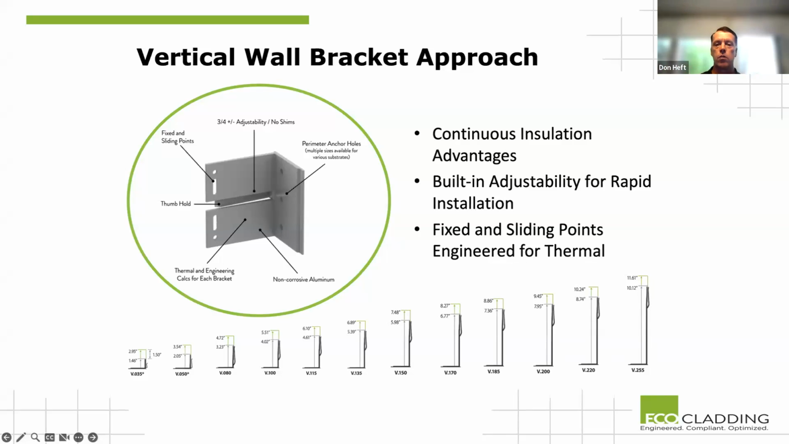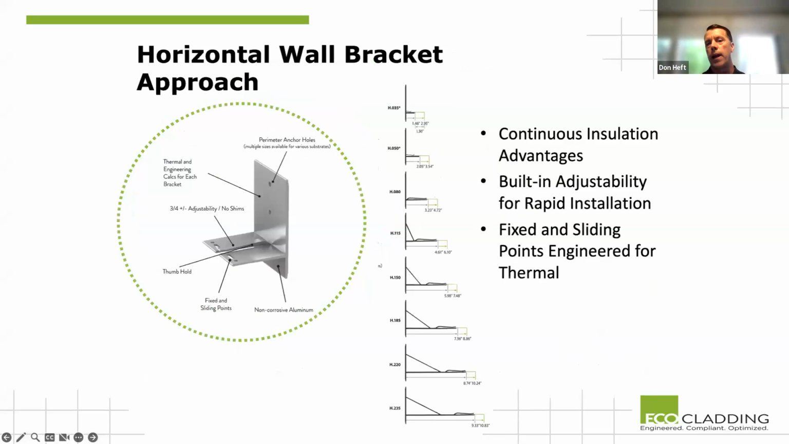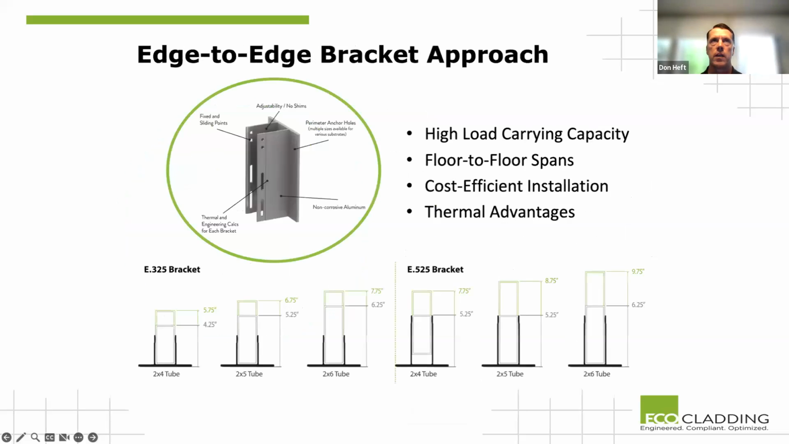If you needed to go horizontally to the wall first, we would go to our HCI systems, which are the horizontal continuous insulation systems, either also in aluminum or stainless, with a lot of the same similarities. They each have these internal adjustment ranges and a variety to accommodate fixing and sliding points within these systems as well. The other system that we see a lot in parking garages or retrofits or other areas would be our edge-to-edge system.